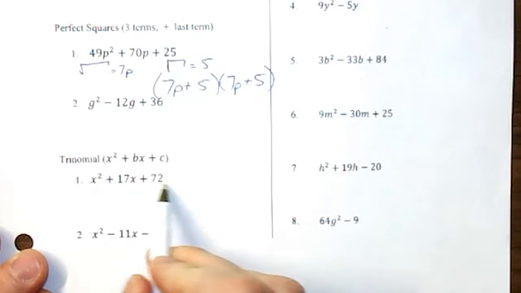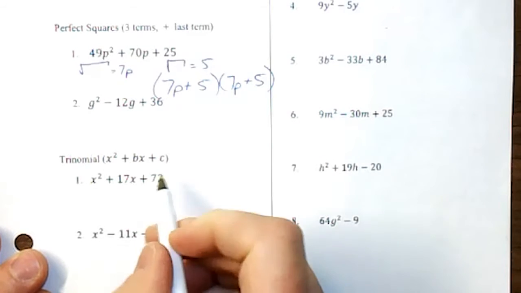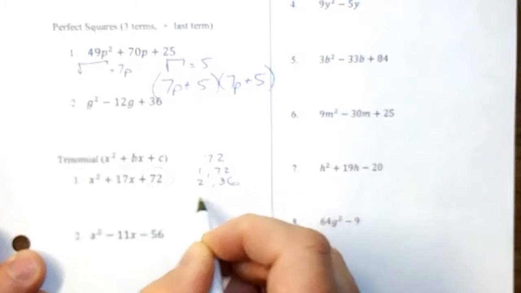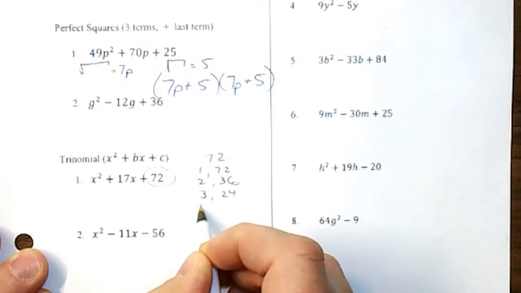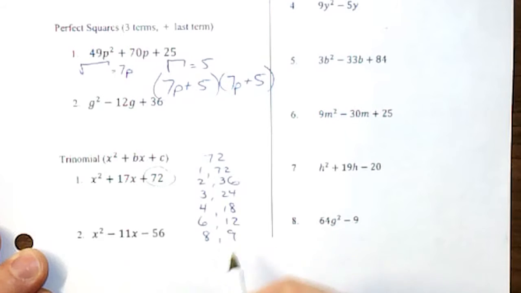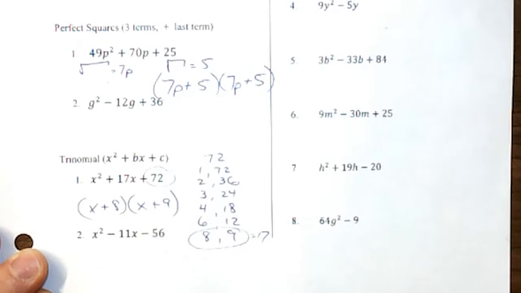And trinomials, it's not a perfect square. There's no GCF. I always check for those things first. So I focus on the 72 and list my factor pairs. And which one adds to 17? 8 plus 9, 17. So all I'm doing is taking those two numbers, I'm splitting the 72 into 8 and 9, x plus 8, x plus 9. There's an x squared, one in each.